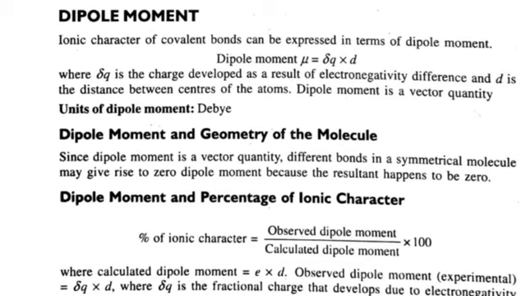Dipole moment and the geometry of molecules. Dipole moment is a vector quantity. Polar bonds in symmetrical molecules may give rise to zero dipole moment because the resultant happens to be zero. The percentage of ionic character is equal to the observed dipole moment upon the calculated dipole moment into 100, where the calculated dipole moment is equal to delta q into d. The observed dipole moment is experimental, and delta q is the fractional charge that develops due to the electronegativity difference. So this was about dipole moment.